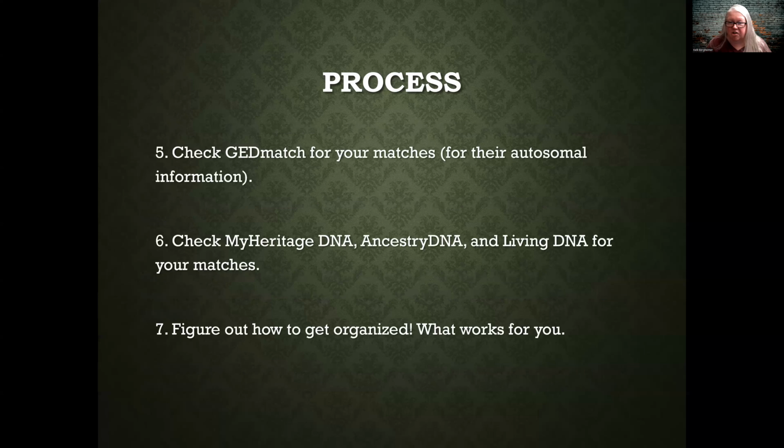You want to check GEDmatch, if you're on GEDmatch, for your matches, for their autosomal information. So again, take what you gleaned from your mitochondrial list and go to GEDmatch if you're already there. Check MyHeritage DNA, Ancestry DNA, Living DNA. You want to check all the companies for your matches. And then finally, you want to figure out how to get organized, whatever works for you.